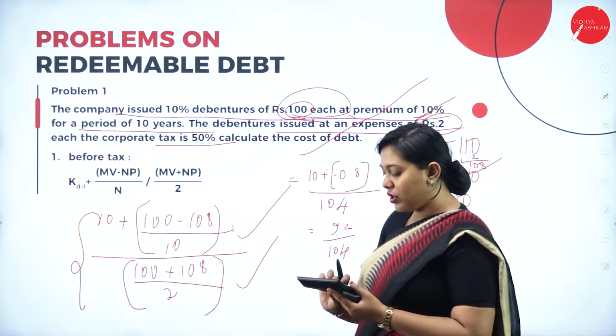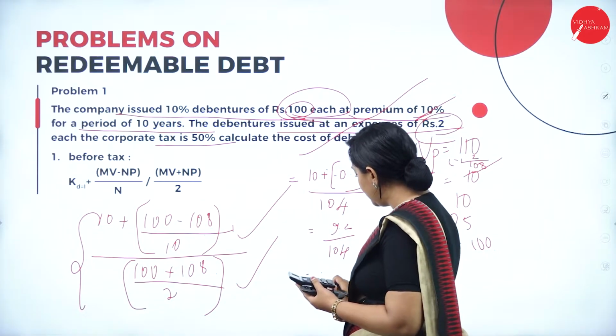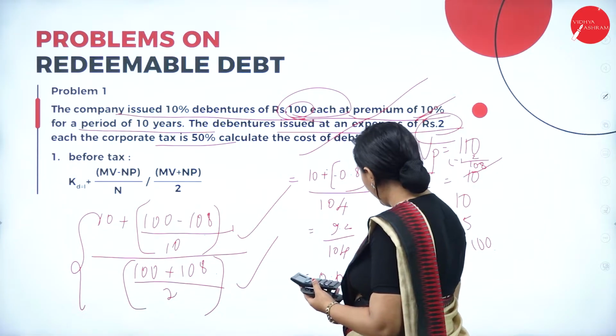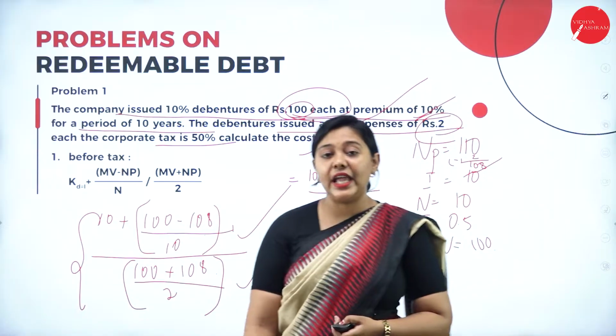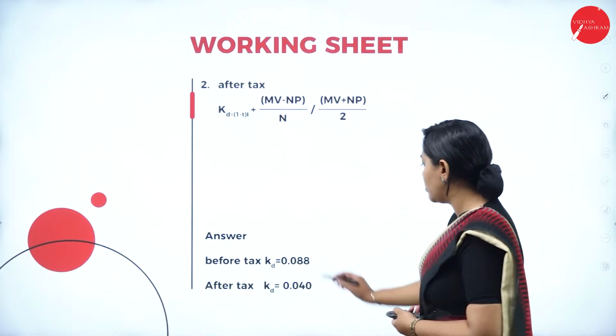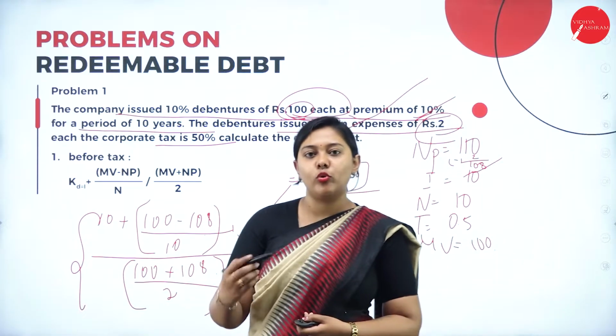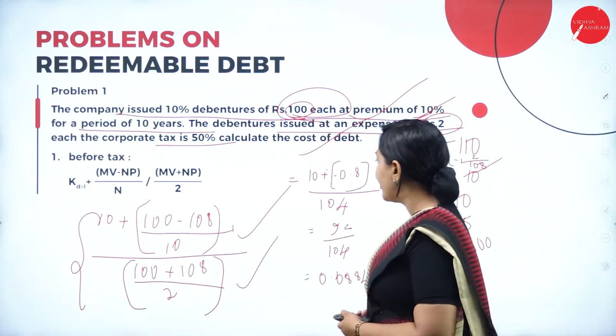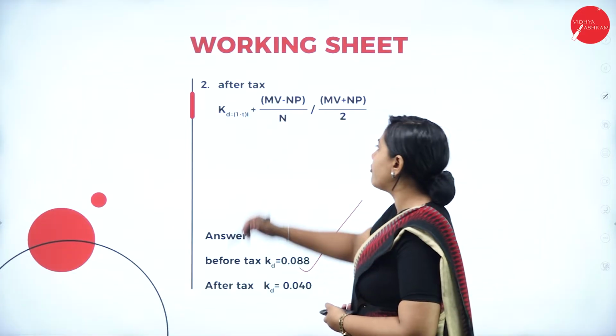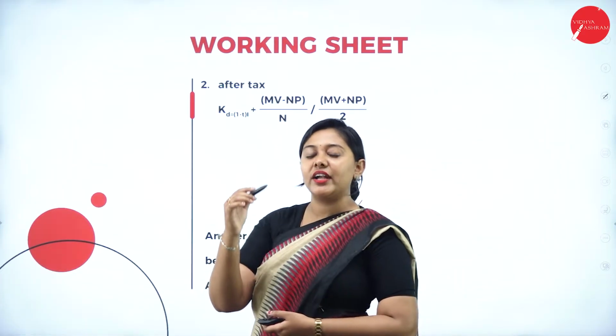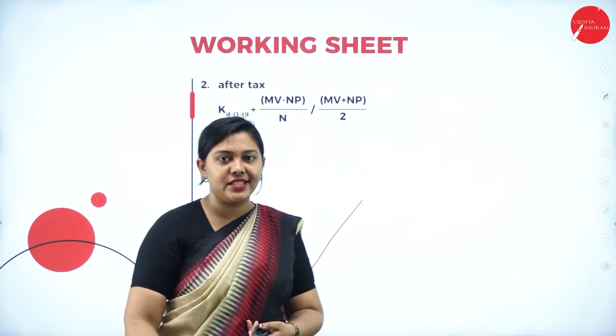Divided by 104, it is 0.0884. 0.088 is the answer, that is before tax. So this is how we calculate. Moving forward, similarly we are calculating the after tax problem. The only difference is we are adding the 1 minus t, that is tax rate.